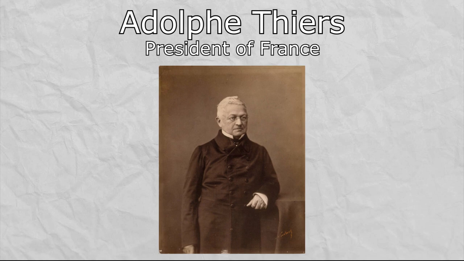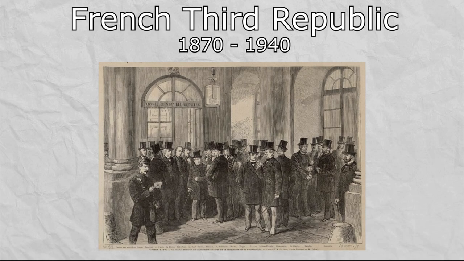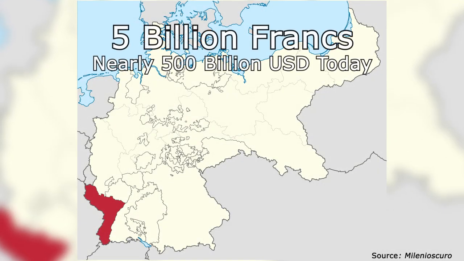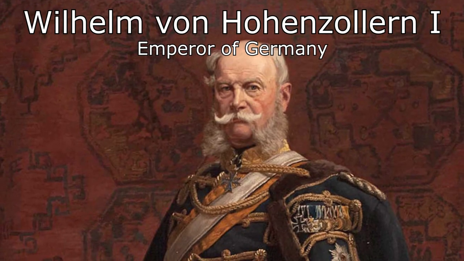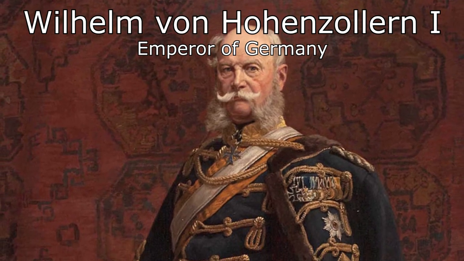A national assembly with conservative leanings was elected and based out of Versailles, with Adolphe Thiers as its leader, ending the short-lived Second French Empire and beginning the Third French Republic. They negotiated a peace with Germany, ceding them the territory of Alsace-Lorraine, paying them 5 billion francs and officially recognizing Wilhelm I, King of Prussia, as Wilhelm I, Emperor of Germany.